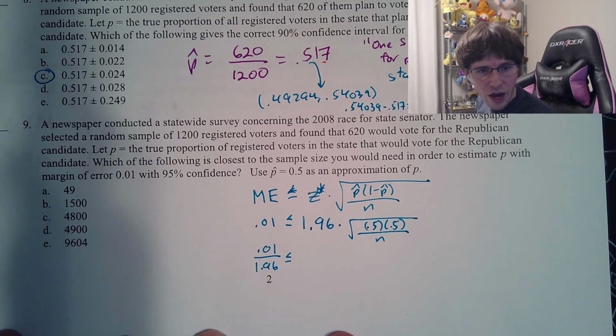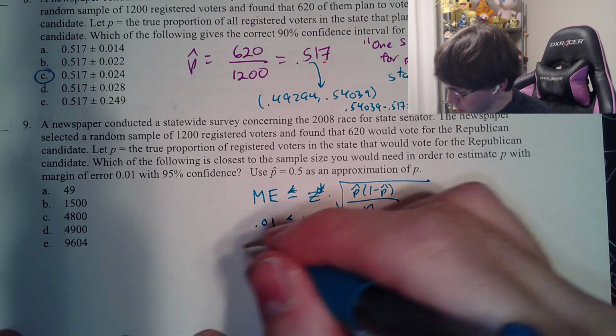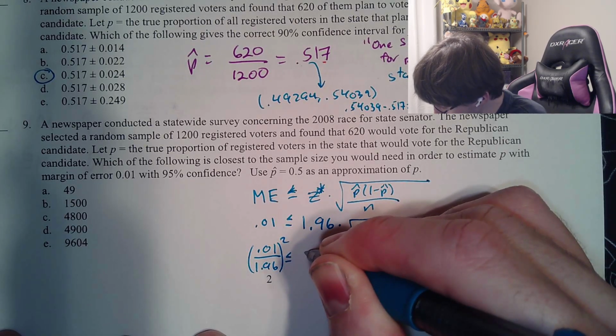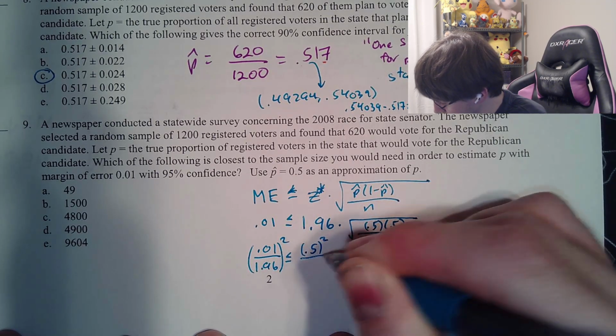I'm also going to go ahead after that. So I'm dividing both sides by 1.96. I'd have to copy the square root normally, but if I square both sides, I no longer have to look at that square root symbol. So I'm going to go ahead and square both sides so I don't have to look at it. Also, it's 0.5 times 0.5, which is 0.5 squared.